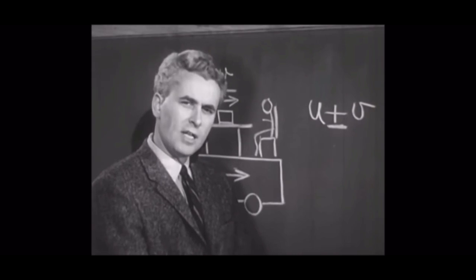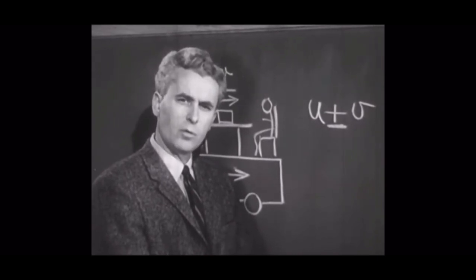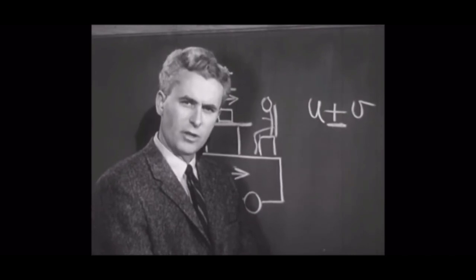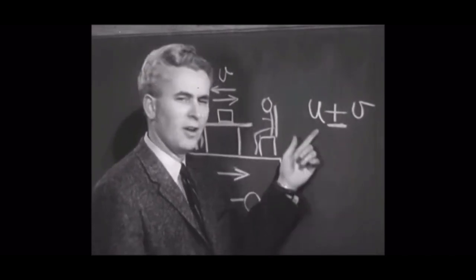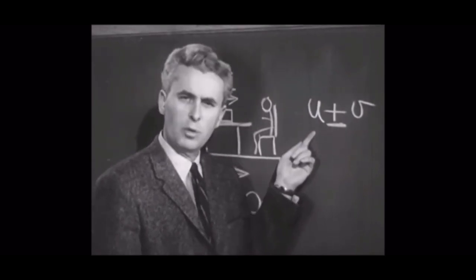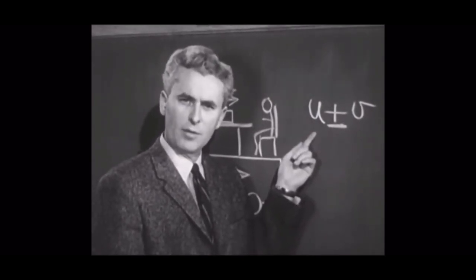At these very high speeds, we have to use the ideas about relative motion developed by Albert Einstein in his special theory of relativity. However, for all the speeds that we are ever likely to run into, this expression, u plus or minus v, is completely adequate. So far, we've been talking about frames of reference moving at a constant velocity relative to one another.